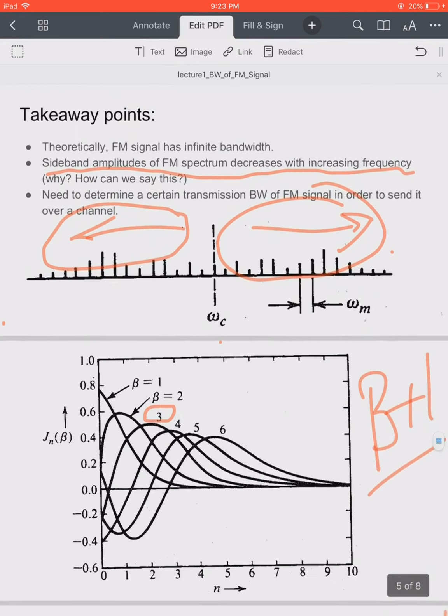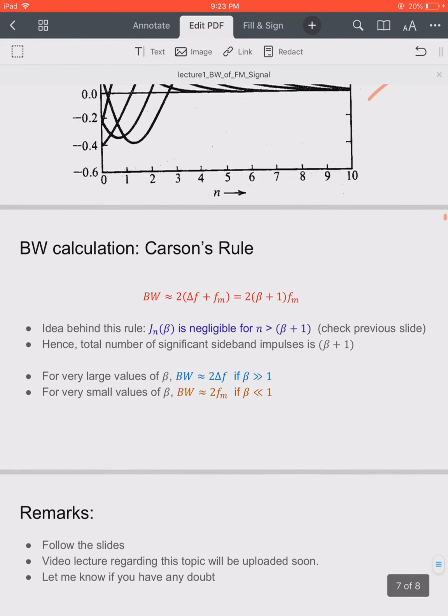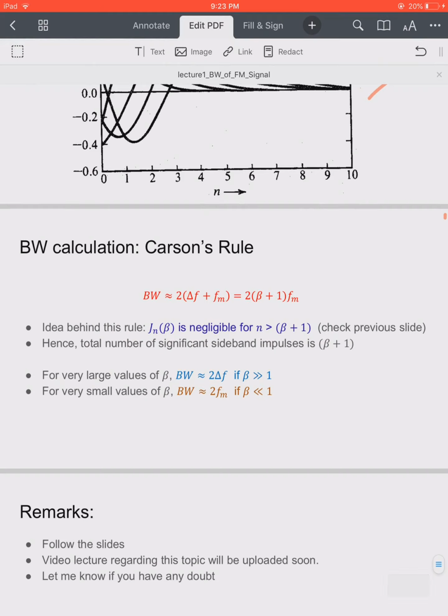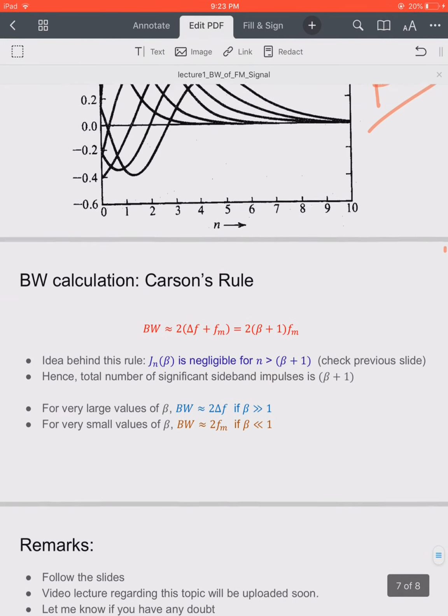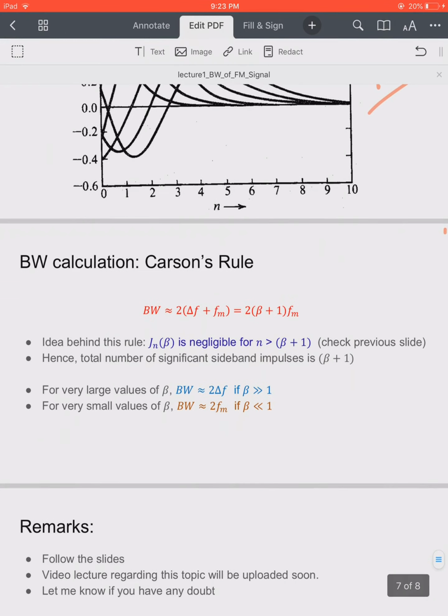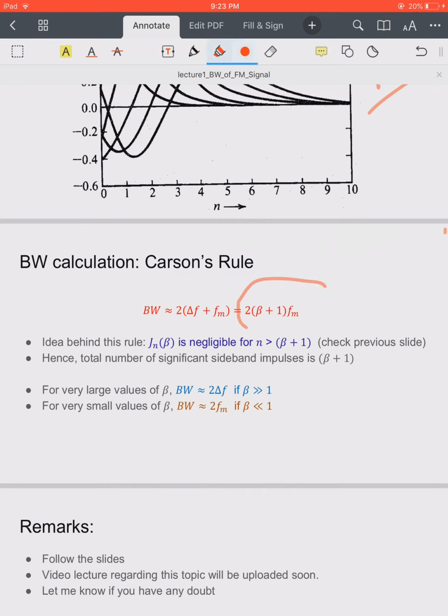From this, we can now say what the approximate bandwidth would be, and that is called Carson's rule. According to this, the approximate bandwidth of the FM signal will simply be this, because if one sideband was there, then you know that the bandwidth is 2 fm. If beta plus 1 sidebands are there, you need 2 times (beta plus 1) fm, right?